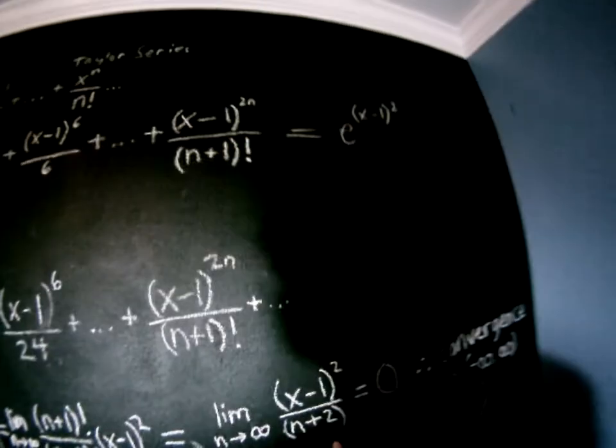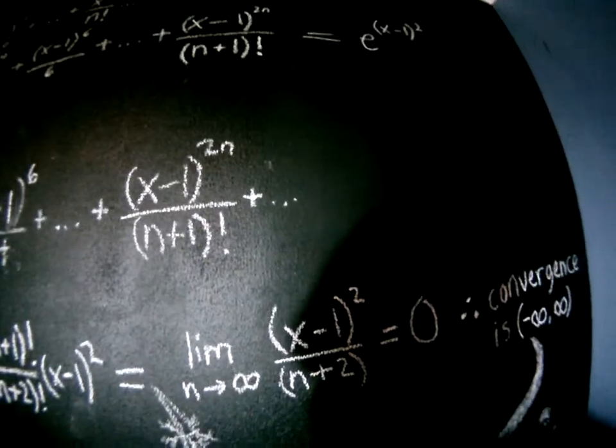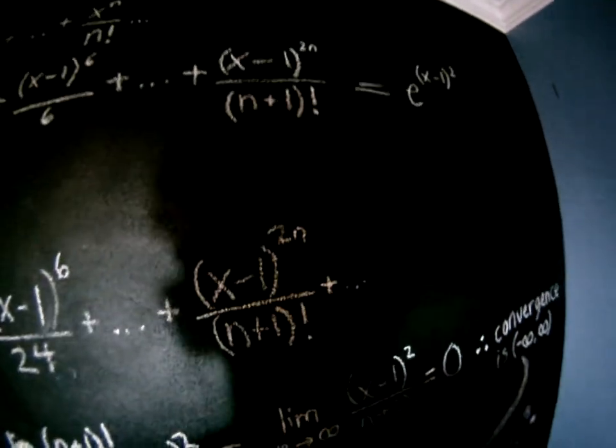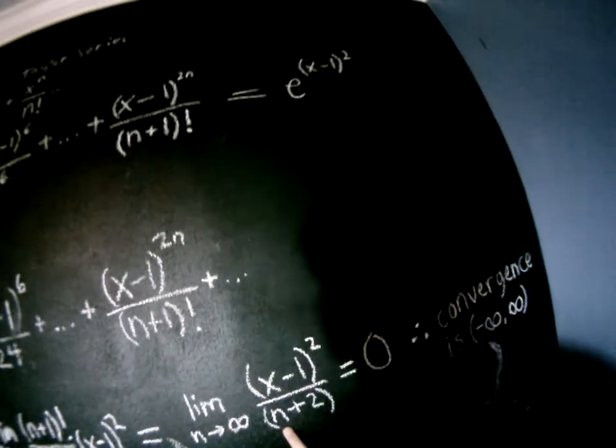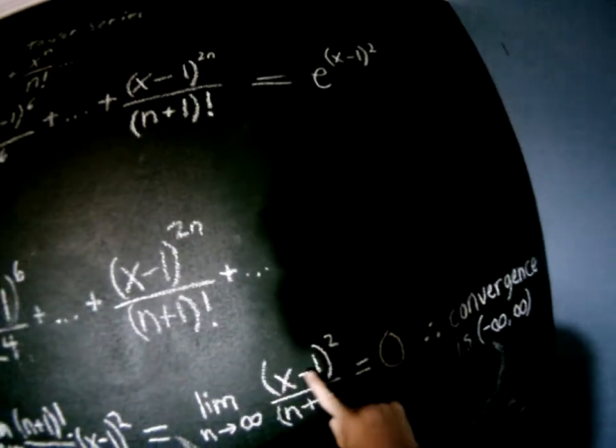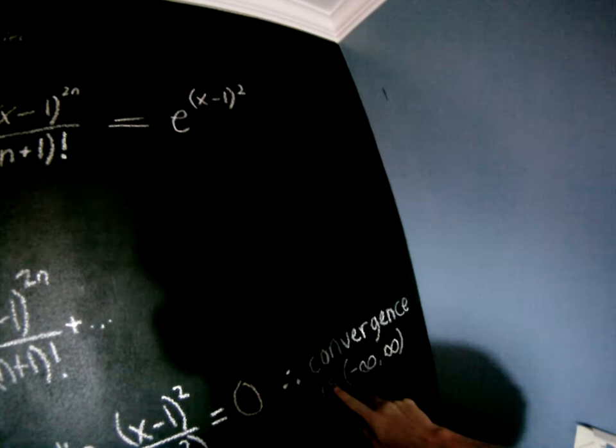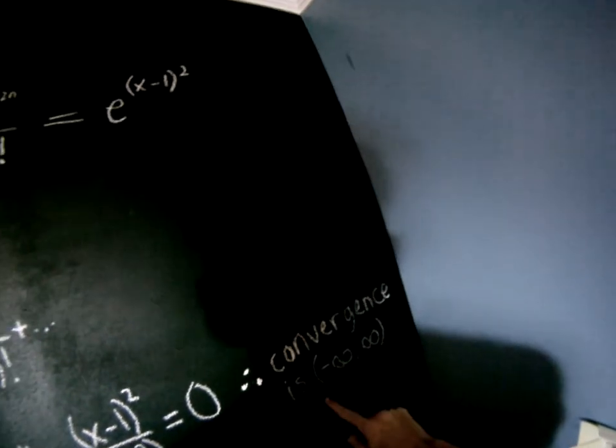You simplify and cancel out, and you're left with (x-1)^2 over n plus 2. The limit as n goes to infinity of that is just 0, so you don't have to worry about x minus 1. And so that means it converges from negative infinity to infinity.